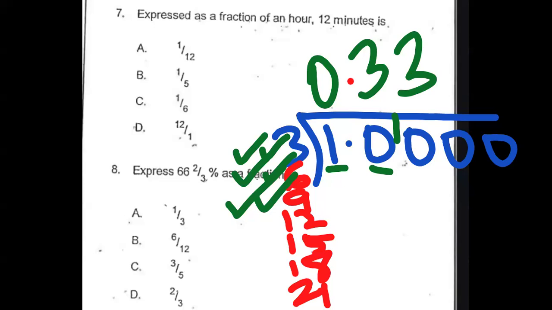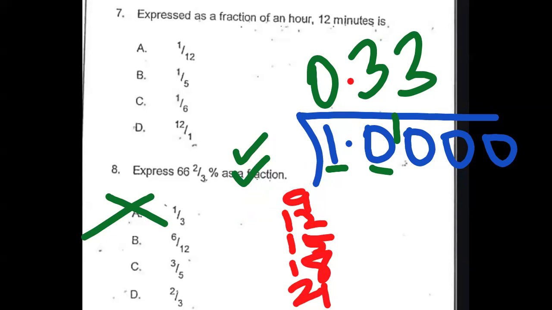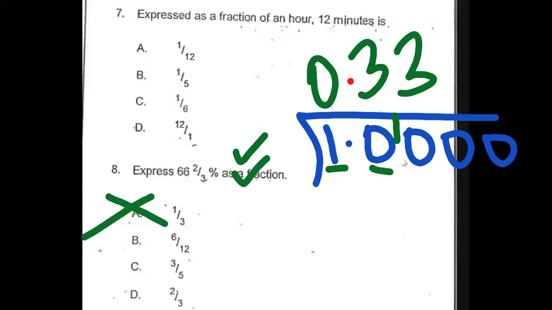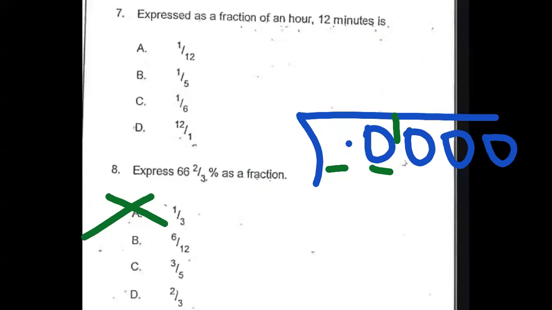Therefore, 1 divided by 3 cannot match what is happening here. So A cannot be our answer at all, right? So we're going to try this with something else. We could even do 6 divided by 12. All right. So let's change it. Let's put 6 in here and 12 on the outside, right?